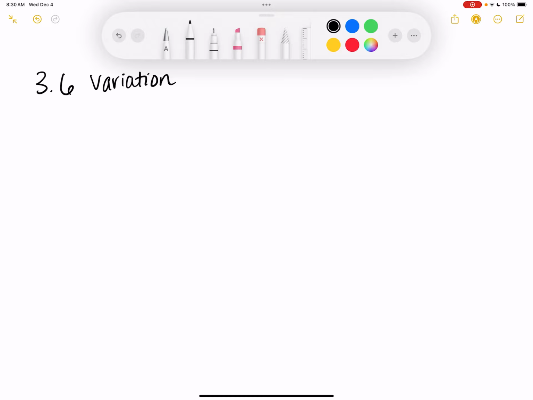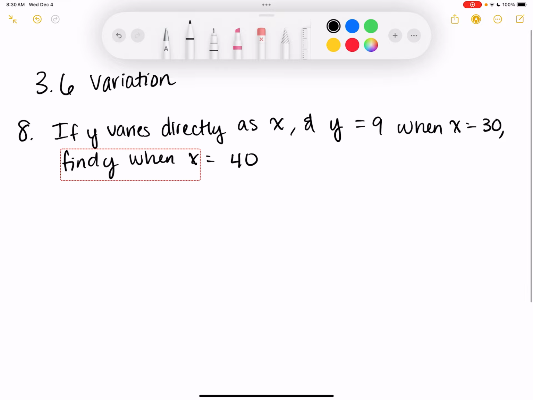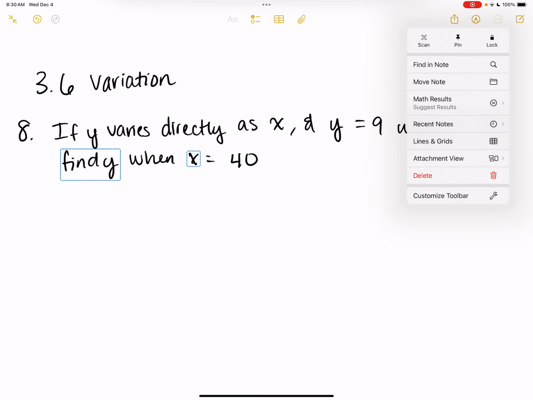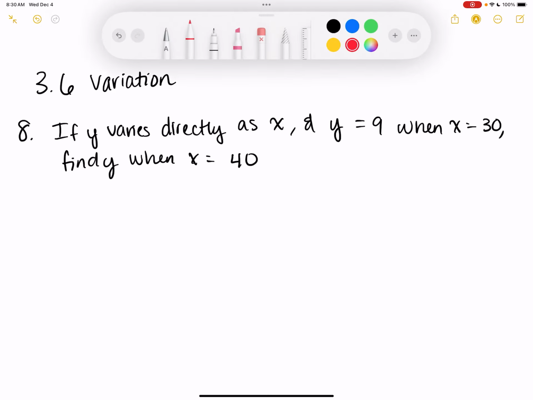So number 8, it just says to solve each problem. If y varies directly as x and y equals 9 when x equals 30, find y when x equals 40. So this is varies directly, so this is going to be a direct variation problem. So the formula for that is y equals kx.